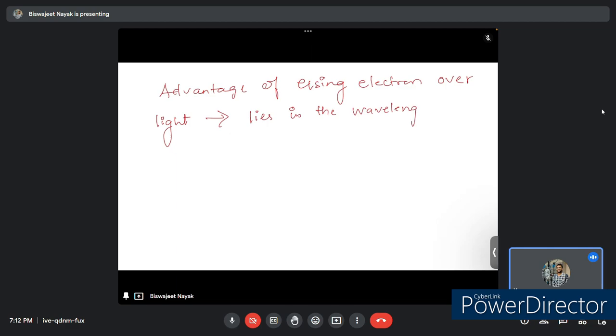So we can say the advantage of using electron over light lies in the wavelength that is offered by electron. The wavelength of electron is less than the wavelength of light, which we also call photon. Because of this, we can resolve very close objects.